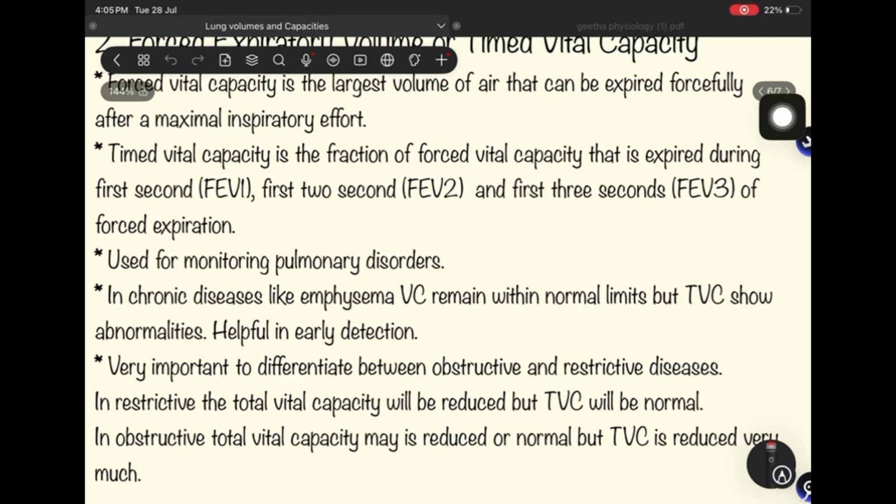Like in chronic diseases like emphysema, vital capacity remains within normal limit but timed vital capacity will show abnormality. It is helpful in the early detection. It is very important to differentiate between obstructive and restrictive diseases. In restrictive disease, total vital capacity will be reduced but timed vital capacity will be normal. In obstructive diseases, total vital capacity may be reduced or normal but timed vital capacity is reduced very much.